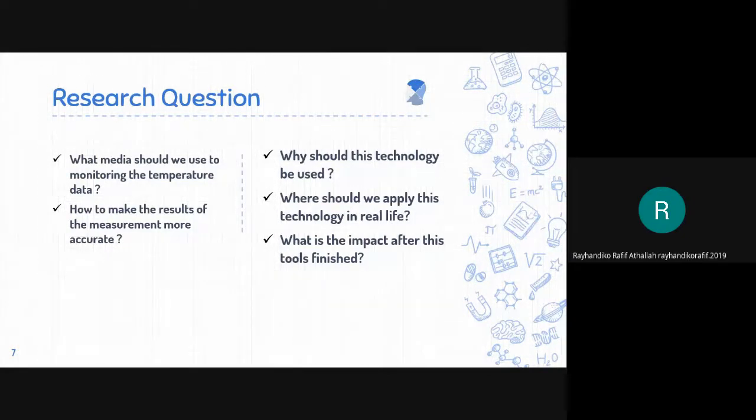The research questions: what media should we use to monitor the temperature data, and how can we make the measurement results more accurate? Why should this technology be used? Where should we apply this technology in real life? And the last is, what is the impact after these tools are finished?